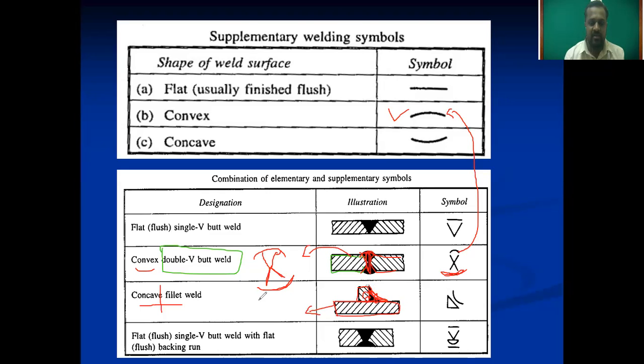We know that the symbol for the fillet is the triangle, and what is the symbol for the concave? Like this. This is the symbol for the concave. See, this is the symbol for the concave fillet weld. Okay, so any doubt?